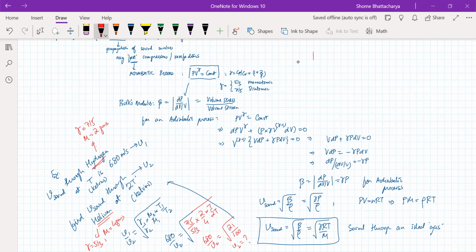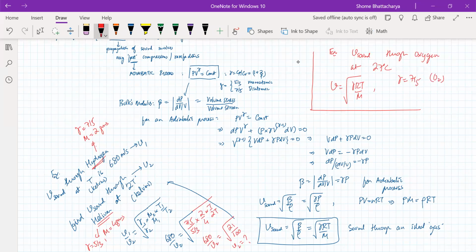Also, if you're doing a direct question, you have to be very careful about substituting values. So for example, speed of sound through oxygen at 27 degrees C. When you substitute in the formula, just make sure to take everything in SI units. Gamma will be equal to 7 by 5. Now M is 32 grams, so you will substitute it as 32 into 10 raised to minus 3 kg. And temperature you will substitute as 300 Kelvin and R as 8.314 joules per mole Kelvin.